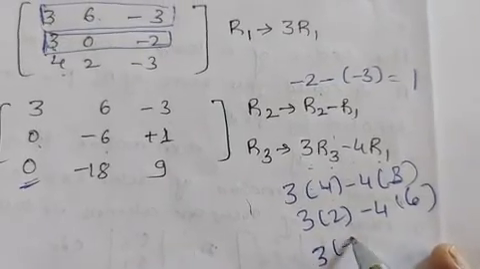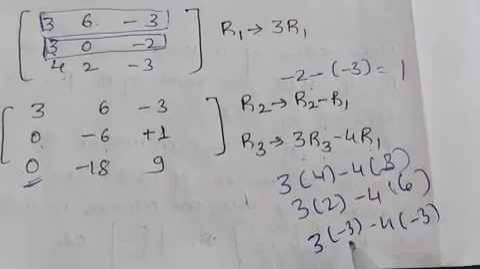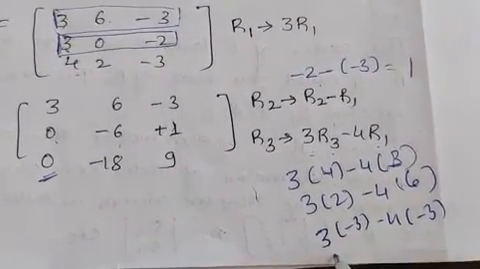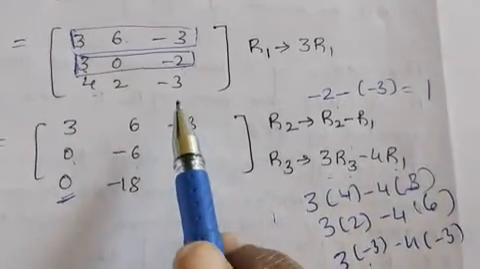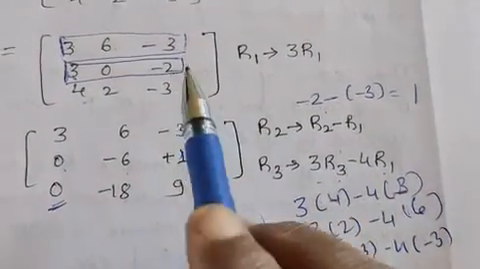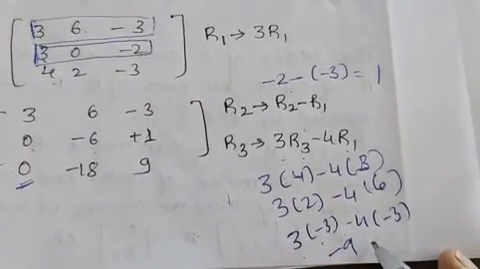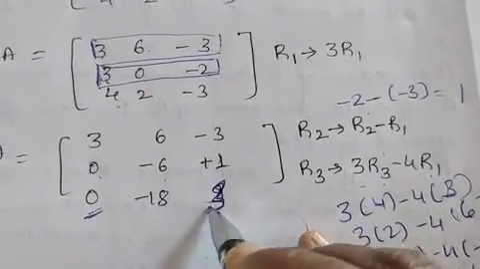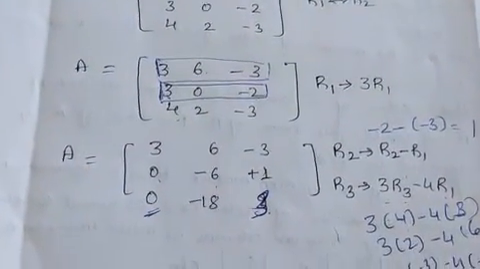3 times of minus 3 minus 4 times of minus 3 it is. Minus 9 minus, this is minus 9 plus 12. How much it is? 3 into 3, no? It is 3 times of R3, 3 times of minus 3, minus 4 times of R1. How much it is? Minus 9 plus 4 into 3, 12. This is plus 3, not minus 9. This is plus 3 it is. Like this. So this is about the elementary transformation of the matrices.